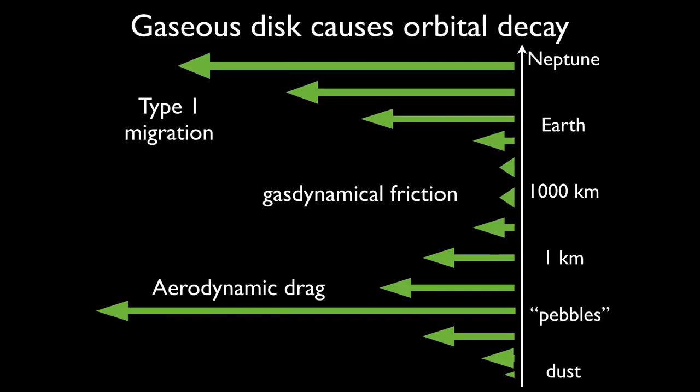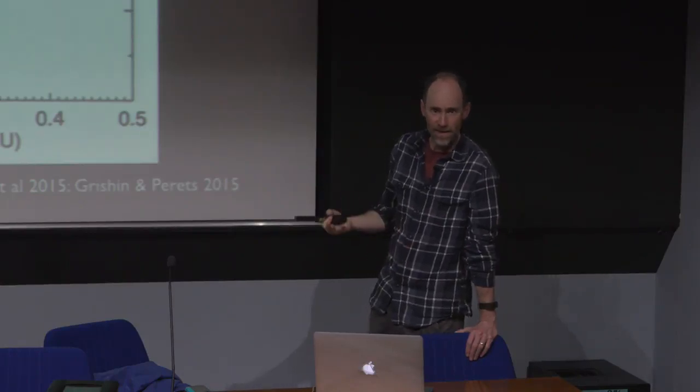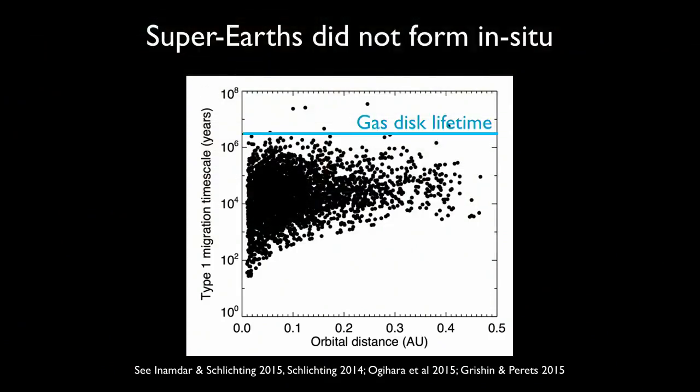All right, why does this matter? Well, it matters because in this in-situ model, you can basically calculate, if a given planet formed there, and it formed fast, how fast should it be migrating? How fast it should be migrating is shown here. This is just a timescale.